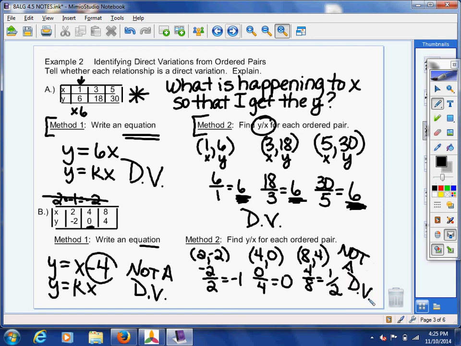Okay, so I tried to show you an example of one that is a direct variation, and that's letter A. We did the equation, we did the y over x and compared the ratios, and then I showed you one where it's not a direct variation in B. So hopefully that helped. If you have any further questions, come to class with your questions.